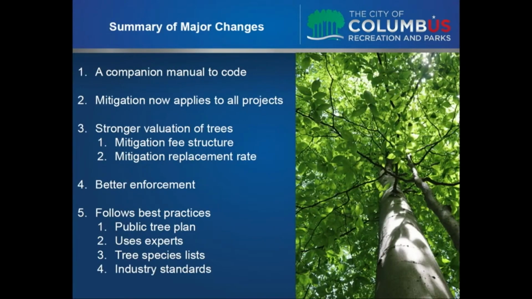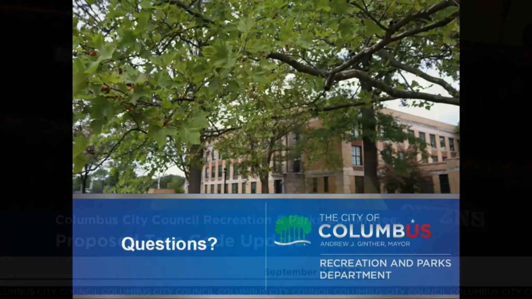So just a summary, like we talked about: this is our first manual that we've ever had around trees. It'll be a really important piece to complement code, with the mitigation that's now applying to all projects. We have a stronger fee structure and replacement that's being required for tree mitigation of public trees here in the city. Better enforcement, and then we're now following best practices between the tree plan, the use of experts, the tree species list, and industry standards and standard details.